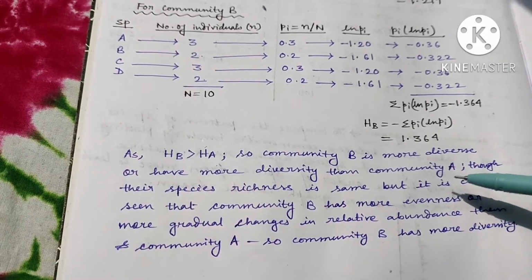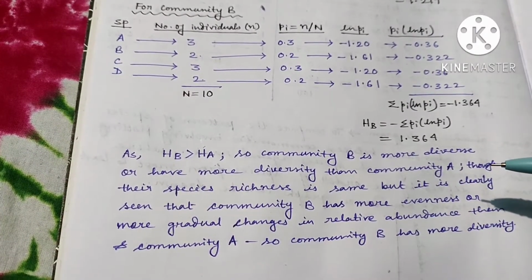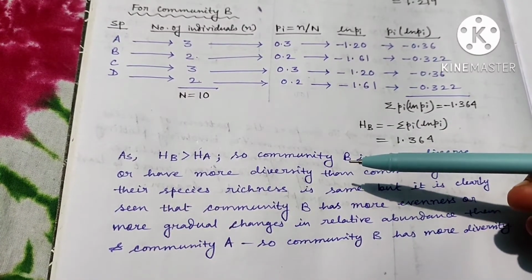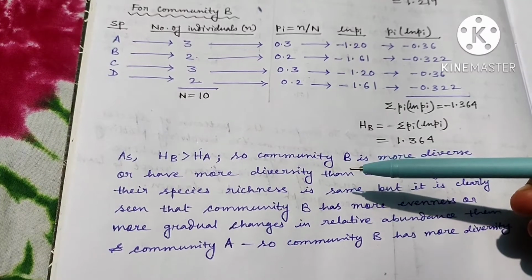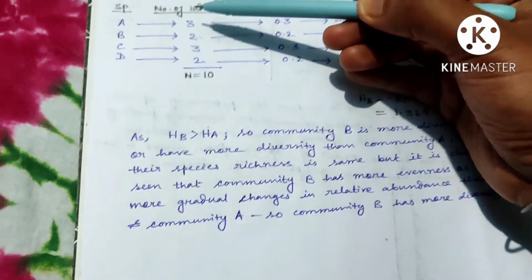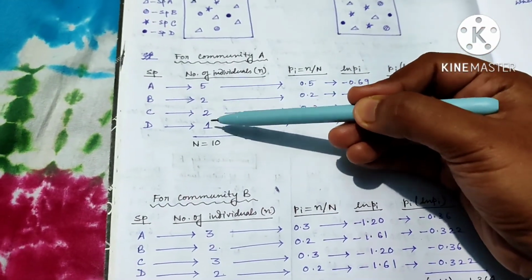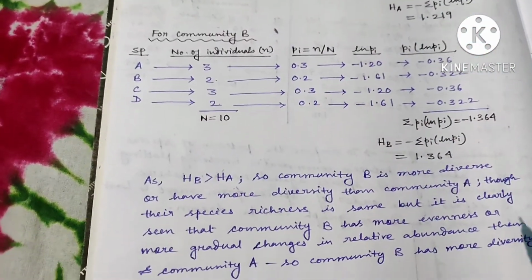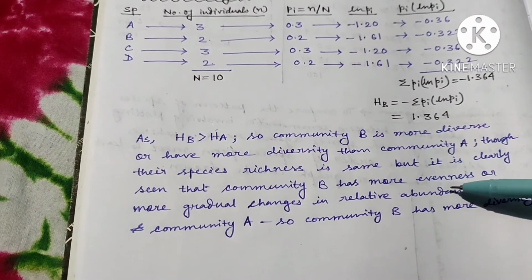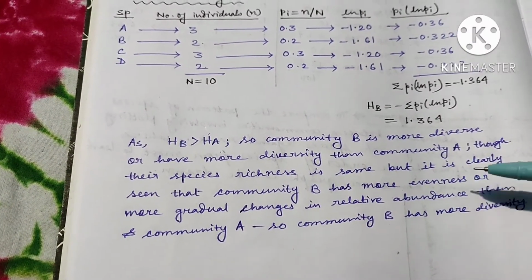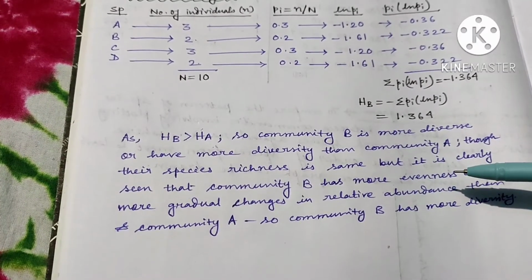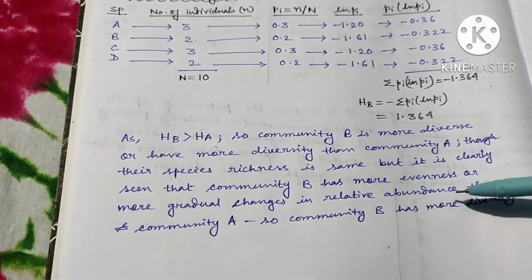See here, though both communities have the same species richness, that is 4, why is community B more diverse than community A? Because it has more evenness. See here, these numbers are more even, 3232, than the previous one, 5221. So community B has more evenness, and we know that evenness is actually depicted as the gradual slope in the rank abundance curve, the gradual changes in the relative abundance.